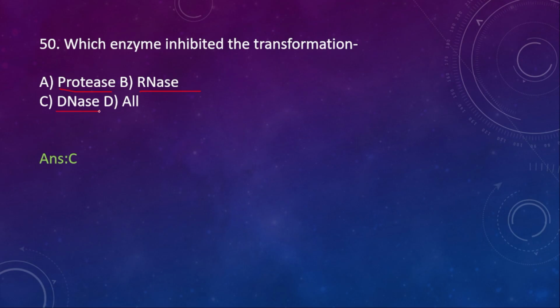If I am destroying the DNA, that is, if DNase is added, what happens? DNA is going to be destroyed. If DNA is destroyed, there will be no transformation; the transformation is inhibited. That is, the enzyme which inhibited the transformation is DNase. This is what proved that DNA was the substance responsible for the transformation.